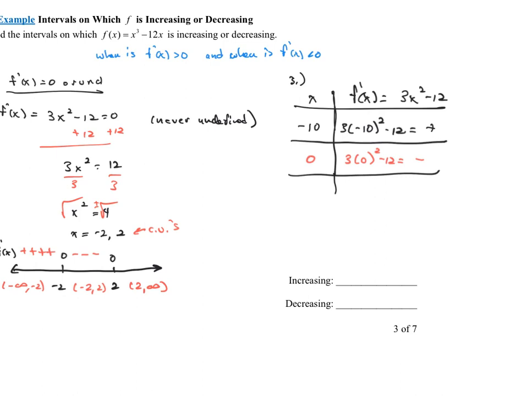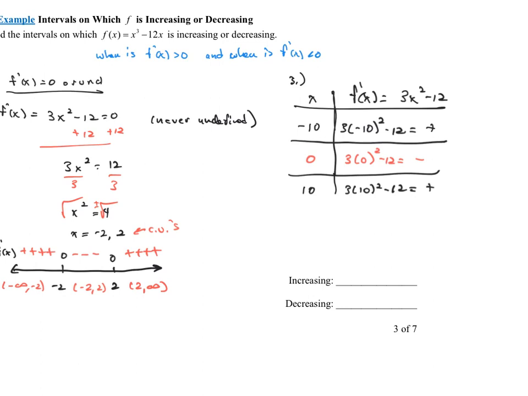We go to my last interval. The last interval is 2 to infinity. I pick any x value that I want in that interval. I'm going to pick the number 10. I consider 3 times 10 squared minus 12, which would also be a positive value. I go back to my chart, and I note that it has to be positive. That is step 3, completing the sign chart.